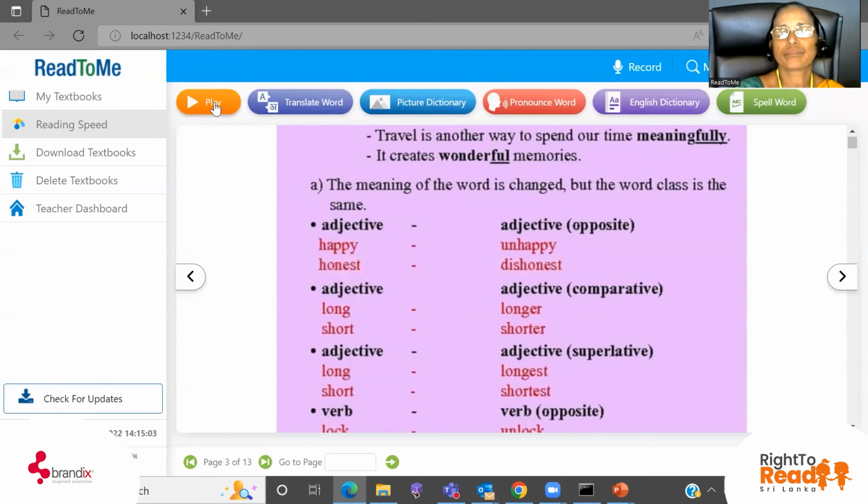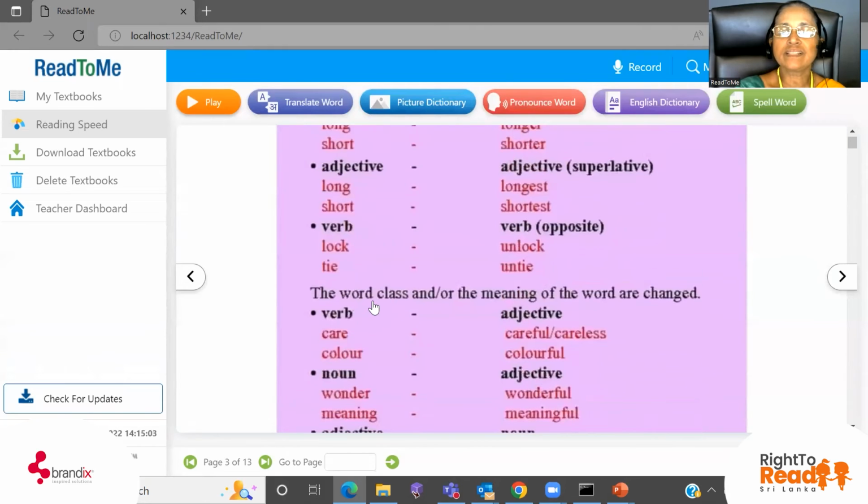Then the next word, honest, dishonest. We add dis to the word honest to make it opposite. You are not dishonest. You are very honest. Then the word class is the same. Adjective also remains as an adjective. Happy, unhappy, honest, dishonest.